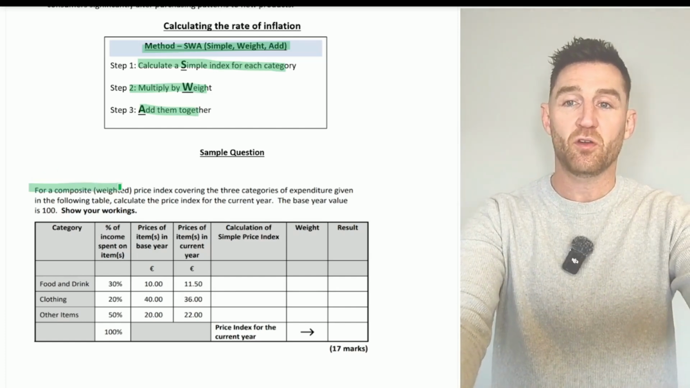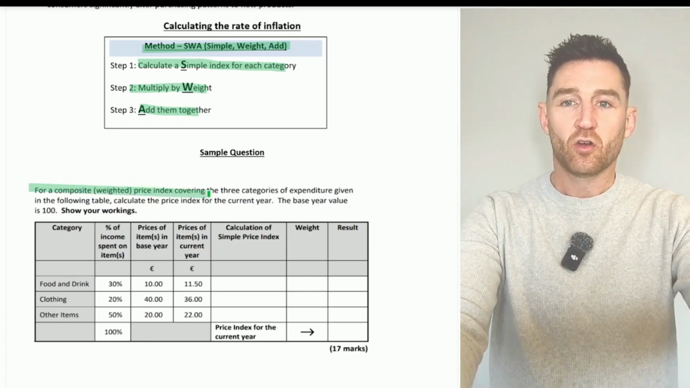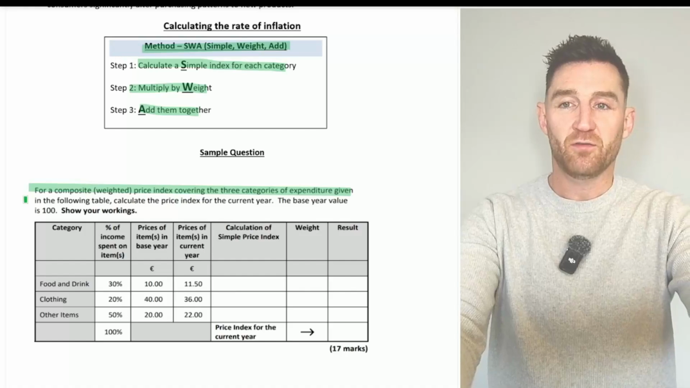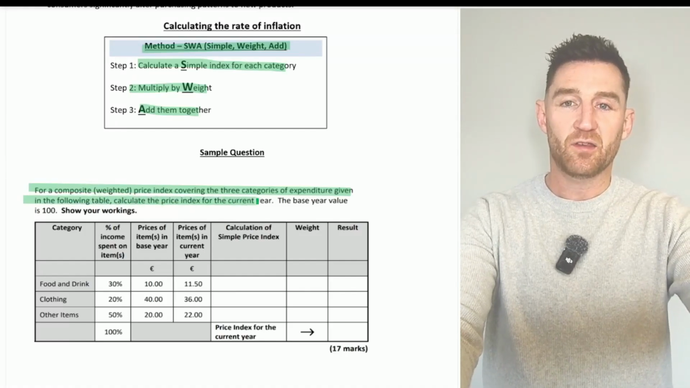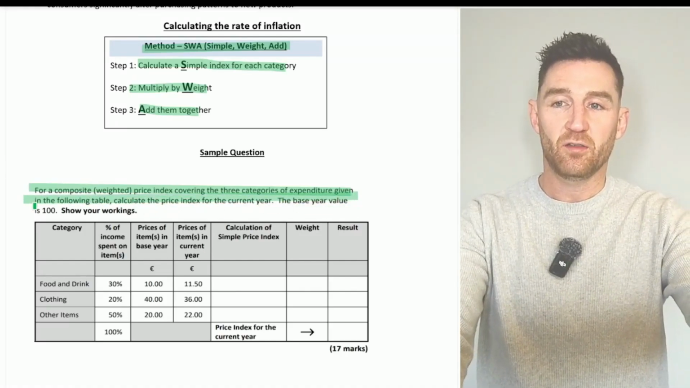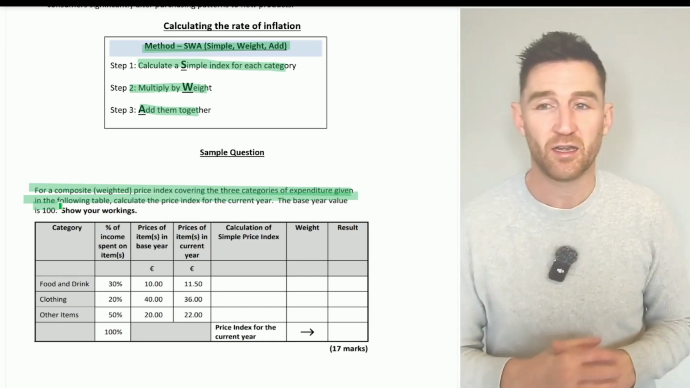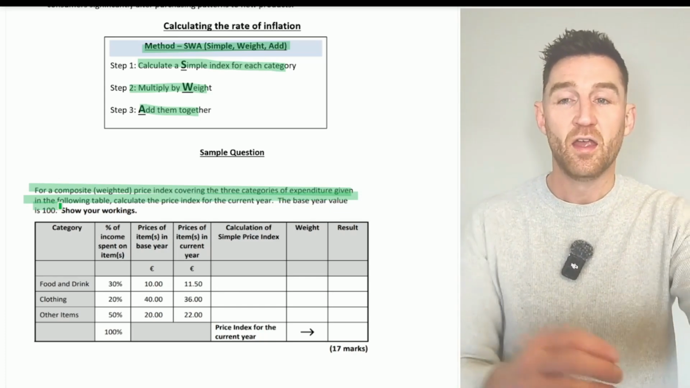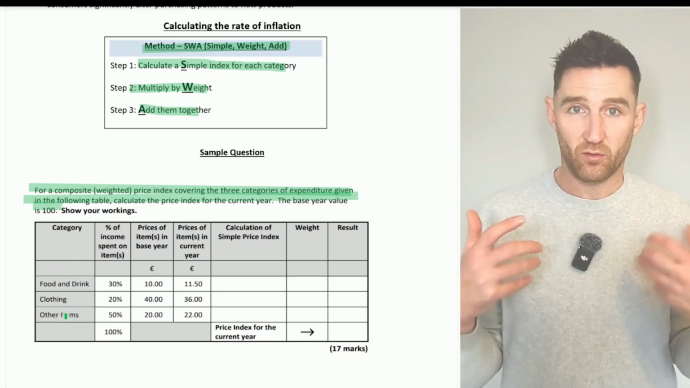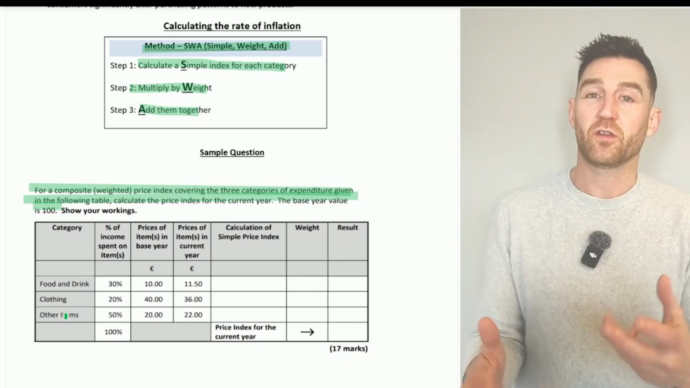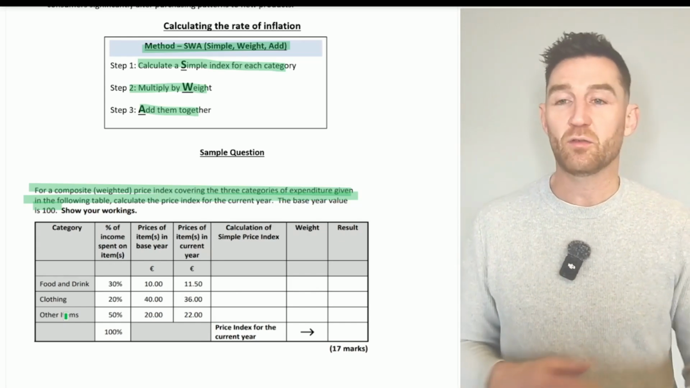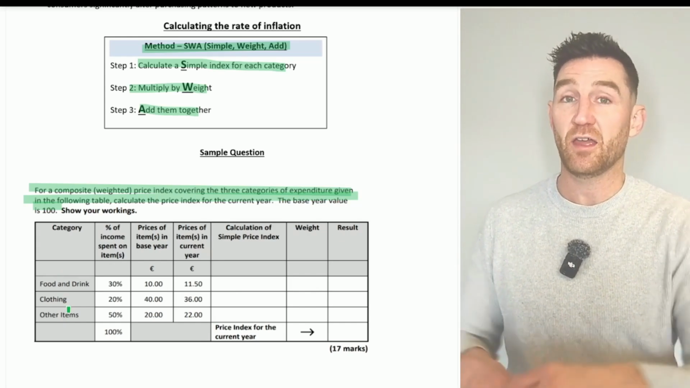It says, for a composite or a weighted price index covering the 3 categories of expenditure given in the following table, calculate the price index for the current year. The base year is 100. So coming back to that thing I was talking about, an index, that's the way it works. And you're given 3 categories of goods and services. And this is always the way these questions are. So you've got food and drink, clothing, and then others.